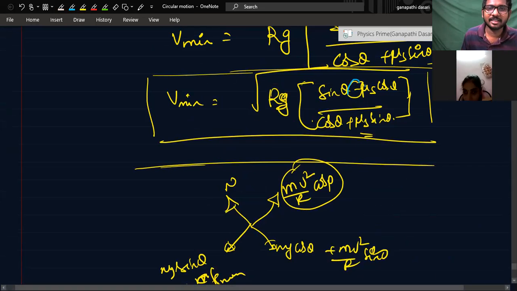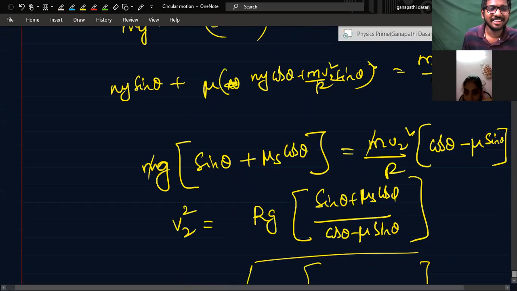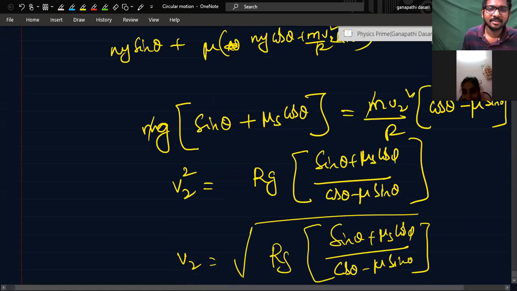That's what I figured out at that time to remember. So maximum value you need plus, just plus minus exchange, values will remain the same thing, because friction will be upward in the first case, downward in the second case.